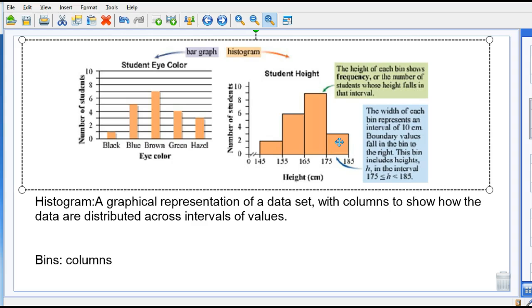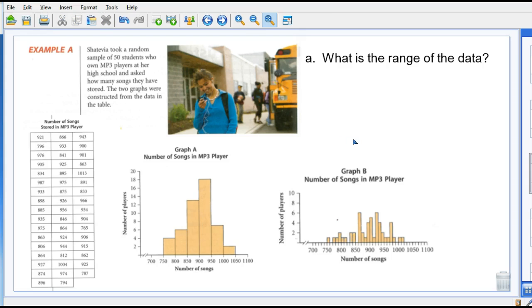Alright, there you go. Now let's look at this example. I have some data and some graphs, and we're going to answer the questions right up here. Shativa took a random sample of 50 students who own MP3 players at her high school and asked how many songs they have stored. The 2 graphs were constructed from the data in the following table. So here's the data. Here is graph A, here is graph B.